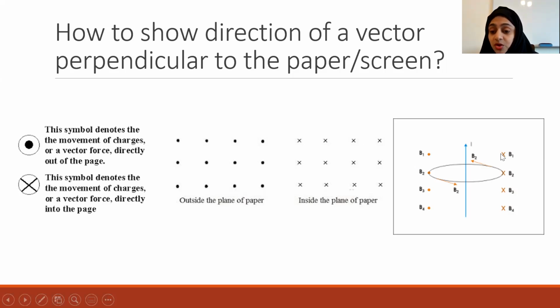So this means on this side, the magnetic field is going into the paper, and on the other side, the magnetic field is coming out of the paper. So when you have a lot of dots or crosses, you have to understand that there is a magnetic field which is moving into the paper or out of the paper depending upon the symbol.